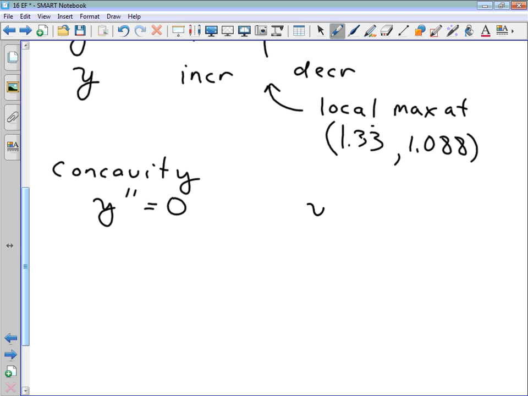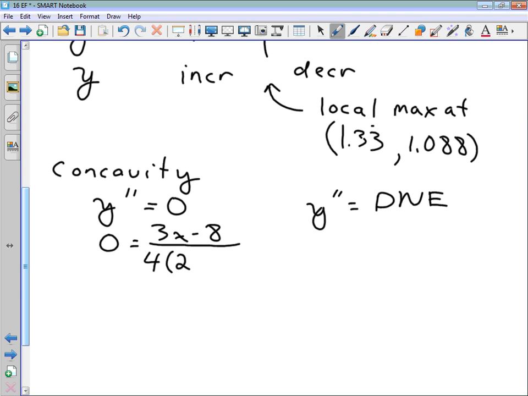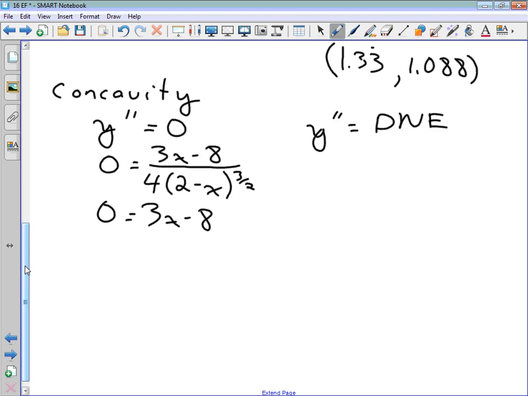Second derivative equals 0, second derivative doesn't exist. Those are our two places. So for second derivative equals 0, let's set our second derivative equal to 0 here: (3x minus 8) all over 4 times (2 minus x) to the 3 over 2. Again, we're interested in just where the numerator equals 0. This we can solve pretty easily to get 8 over 3.